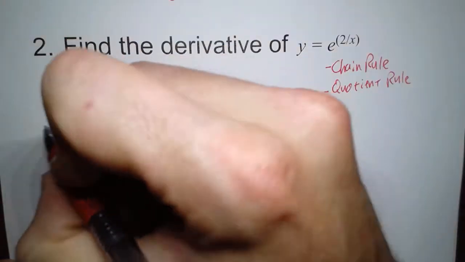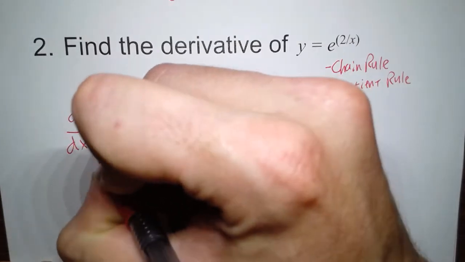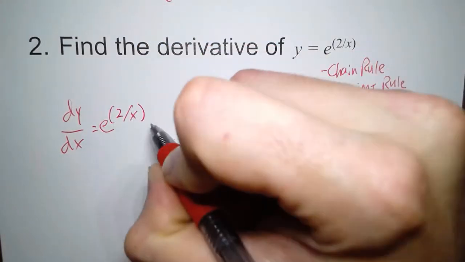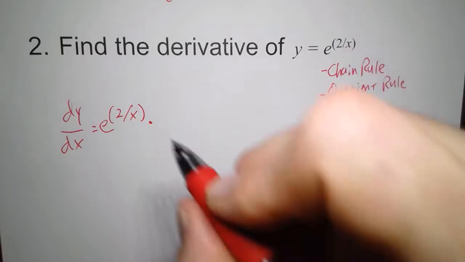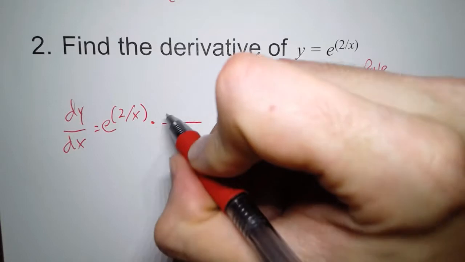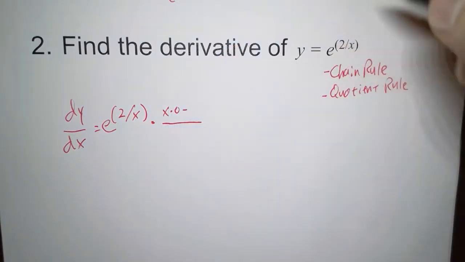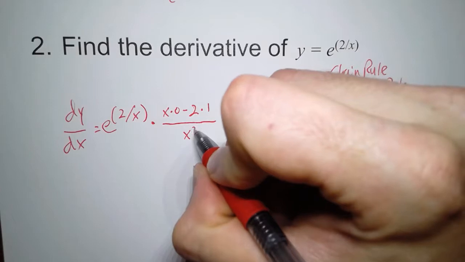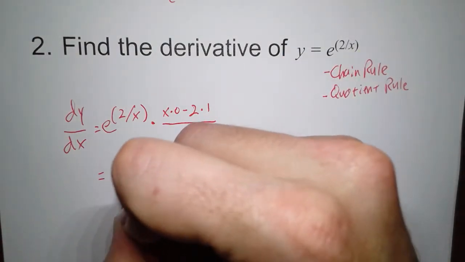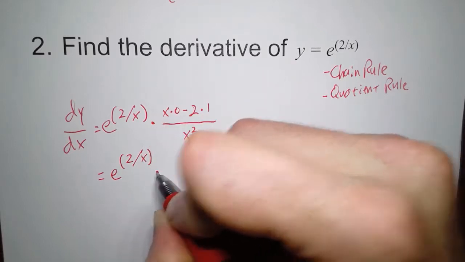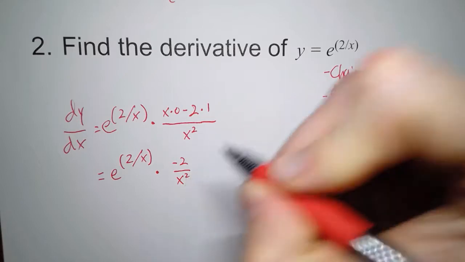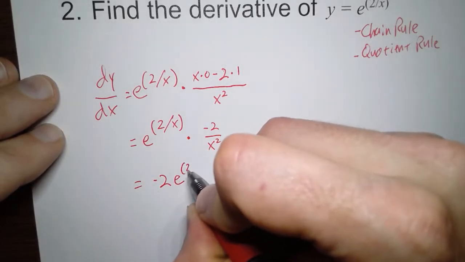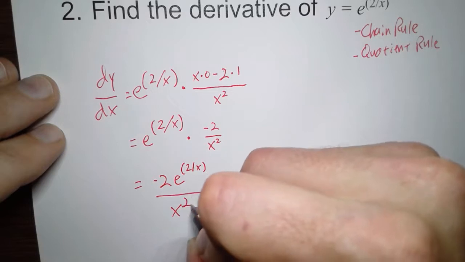So our derivative dy dx, the derivative of e to anything is e to that, so e to the 2 over x, times the derivative of this, and that's quotient rule. So that's low d high, so x times 0, minus high d low, minus 2 times 1, all over low, so x squared. So this is e to the quantity 2 over x times negative 2 over x squared. So when we combine that as a single expression, we have negative 2 e to the 2 over x all over x squared.